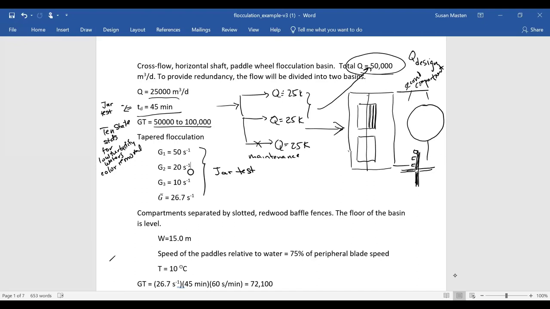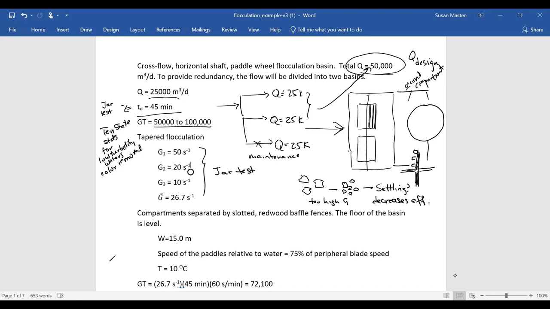And the reason we do that is, as we're forming this flock, it's getting larger. And as it gets larger, if we maintain a high G value, the flock tends to break apart. So if we end up with smaller flock particles, so we have too high a G and the flock breaks apart, what happens then to settling? It decreases, exactly. So you see a decrease in efficiency. As was just said, if the flock is breaking apart, the G is too high.